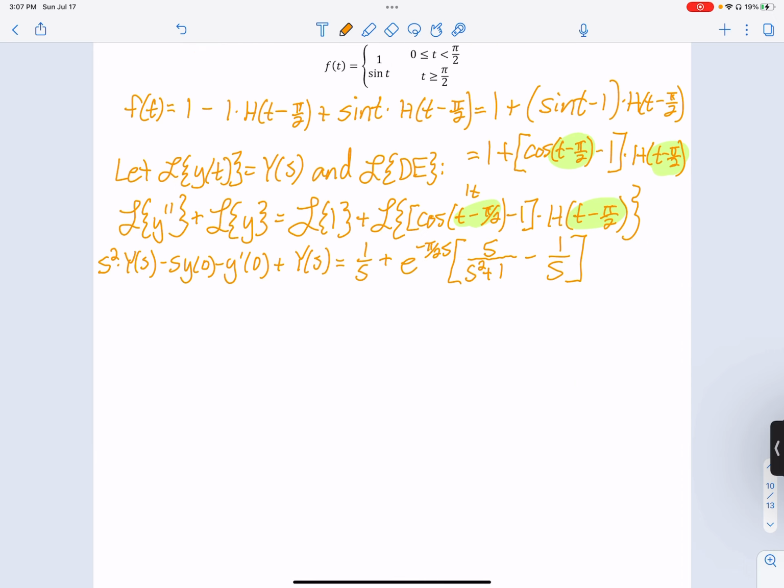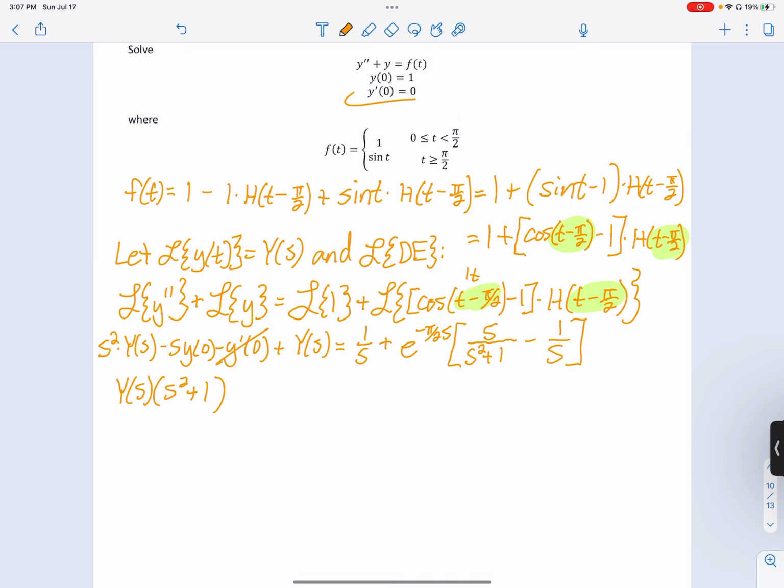Okay, so the left-hand side, I'm going to put my big Y s's together. I get s squared plus 1. This goes to 0. That's what this says at the beginning. Then I got a minus s here. All right, this just comes down. I'm going to be lazy there.